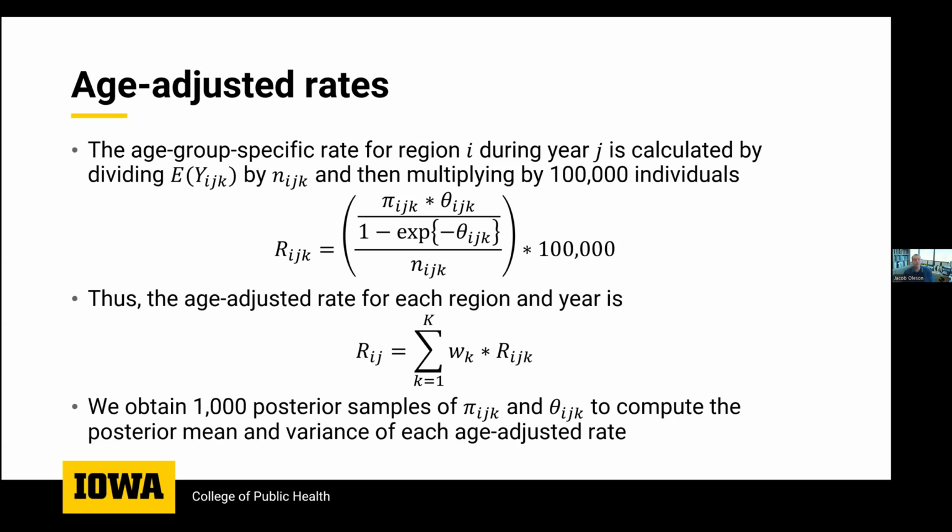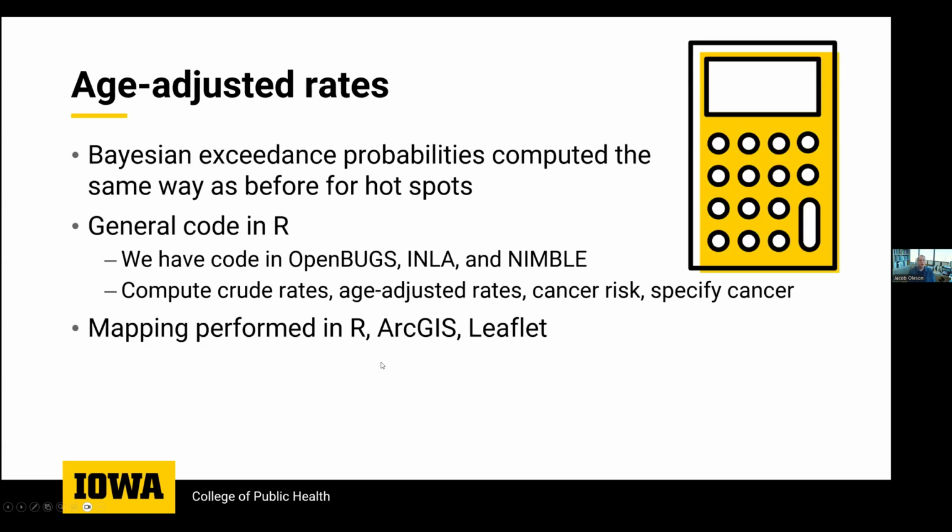And finally, in order to get an age-adjusted rate, we have to combine all that information back together. The paper that I referenced a few slides ago walks through this formula for how to bring those estimates back together to create an age-adjusted rate. This is a rate per age group, which is K, and then we weight those back together to get an age-adjusted rate per zikta per time point. And in addition to having age-adjusted rates, we also compute those risk probabilities. The Bayesian exceedance probabilities are computed the same way as we did before.